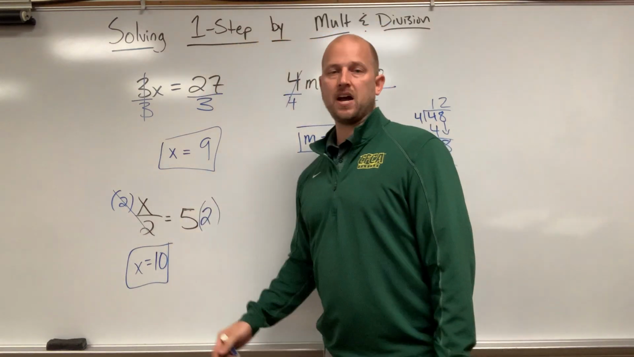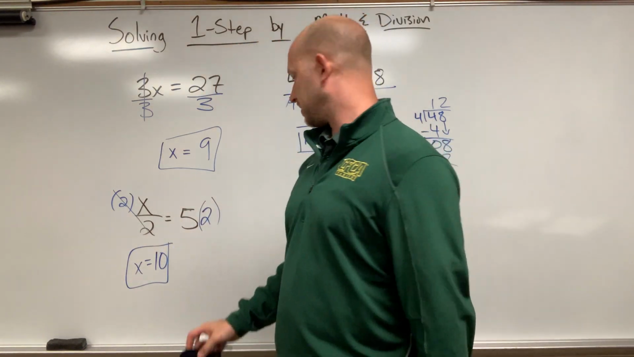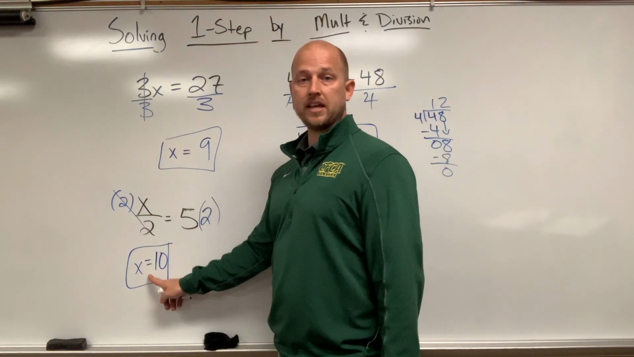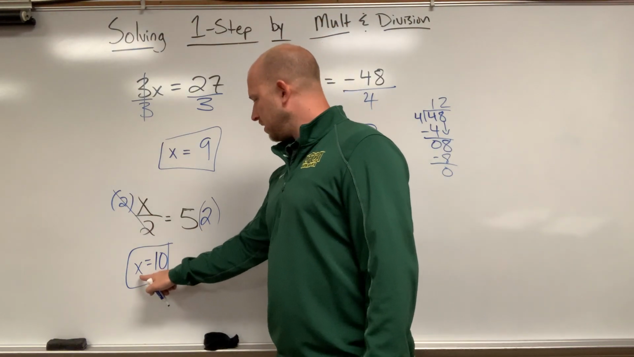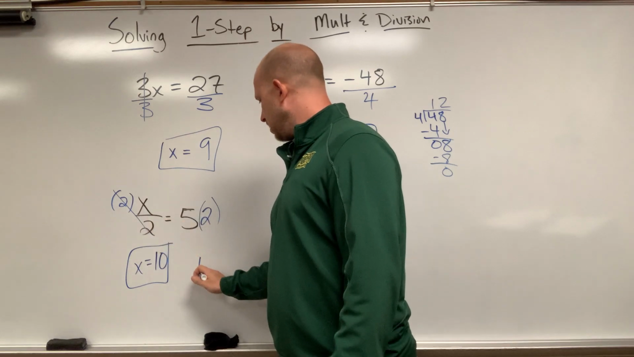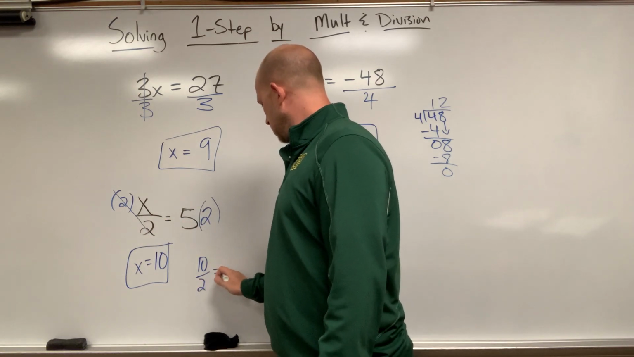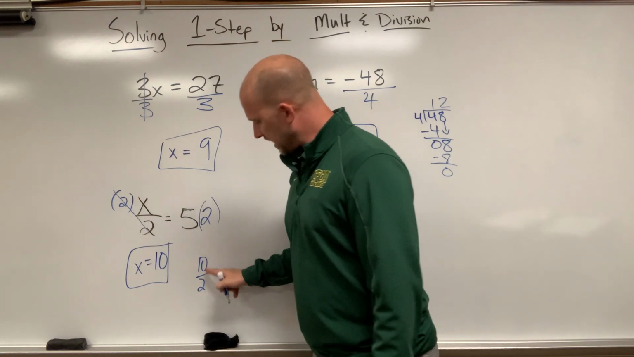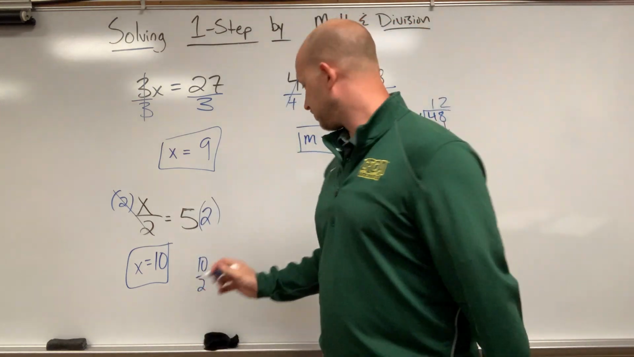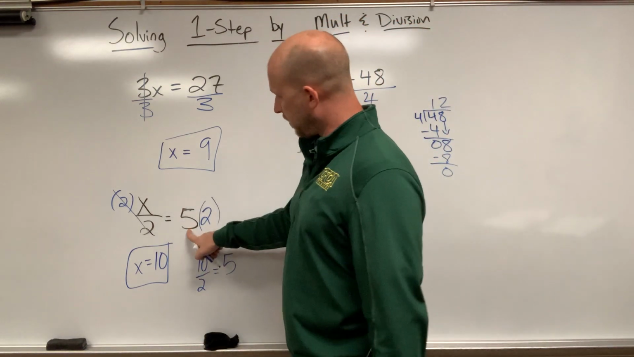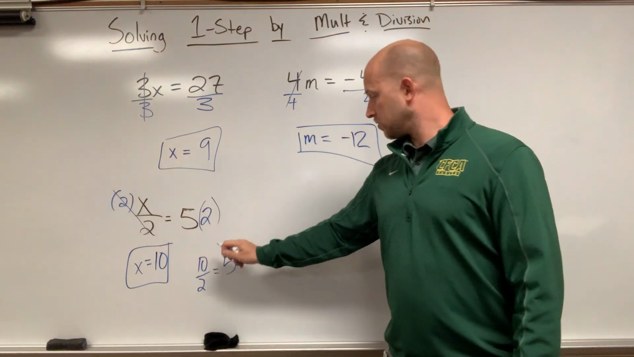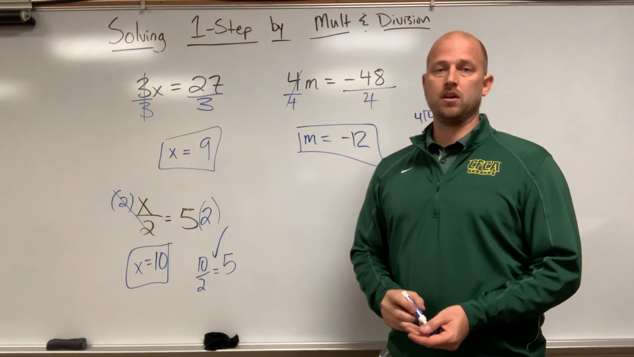Positive 2, a positive 5, same sign, positive when multiplying and dividing. Answer is 10. Let's check that and see. If I plug in, instead of the x, I put a 10. Is this true? What's 10 divided by 2? 10 divided by 2 is 5. Is that our answer up here from the original? It was. So this is correct. Then we know we did it right.